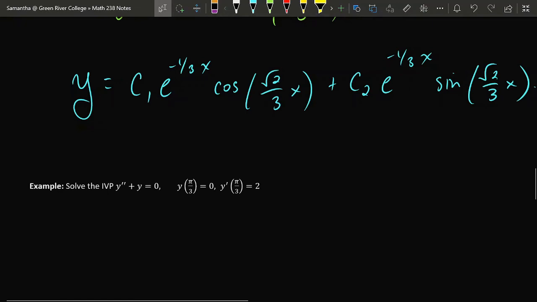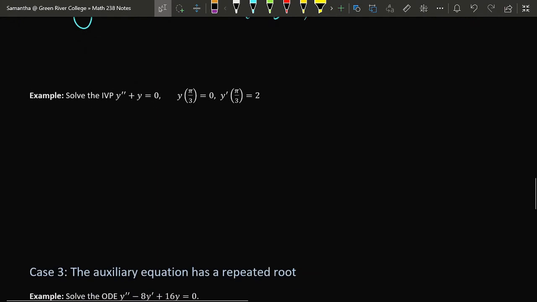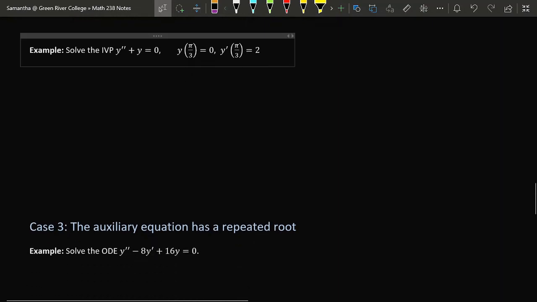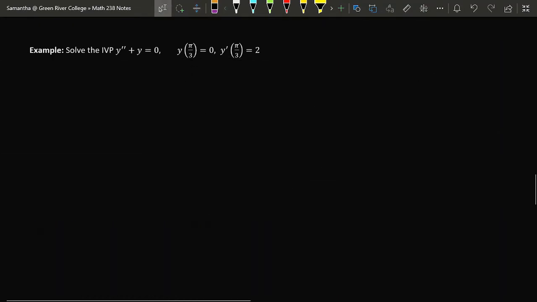We can also do this in initial value problems. In this initial value problem, we're given the ODE y double prime plus y equals 0. We require that y of pi over 3 is equal to 0, and y prime of pi over 3 is equal to 2. So as always, we're going to start by finding the general solution to the differential equation.